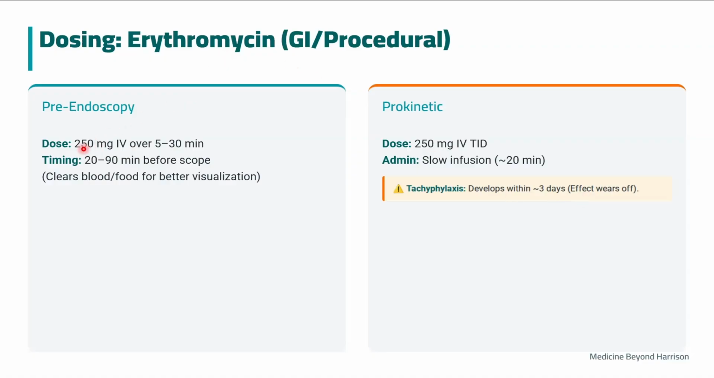For erythromycin, it's 250 milligram IV over 5 to 30 minutes for pre-endoscopy, and the timing is 20 to 30 minutes before the scoping. This clears the blood and food for better visualization. As a prokinetic it is given as 200 milligram IV thrice daily, only as a slow infusion around 20 minutes. Tachyphylaxis develops within 3 days, so the prokinetic effect wears off rapidly. Other prokinetics such as prucalopride, cisapride, mosapride, or even acotiamide are all beneficial compared to erythromycin.